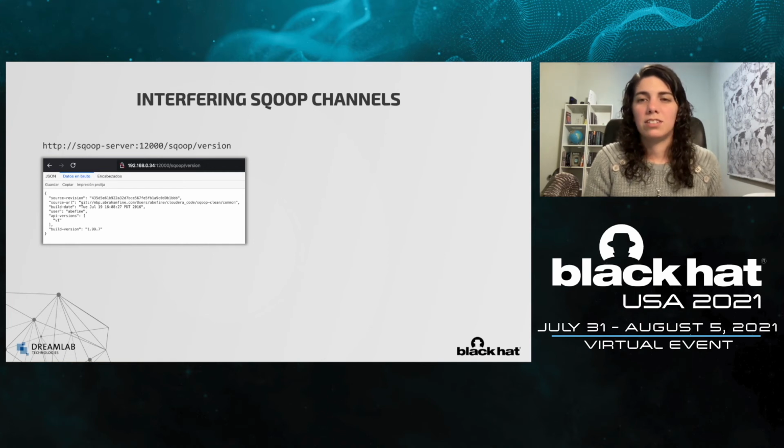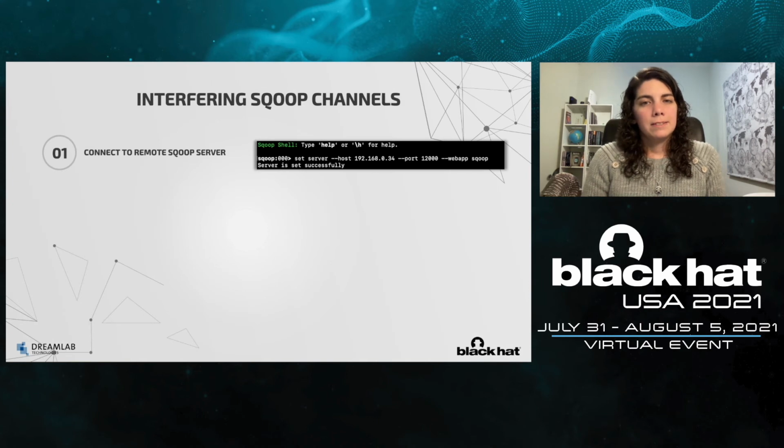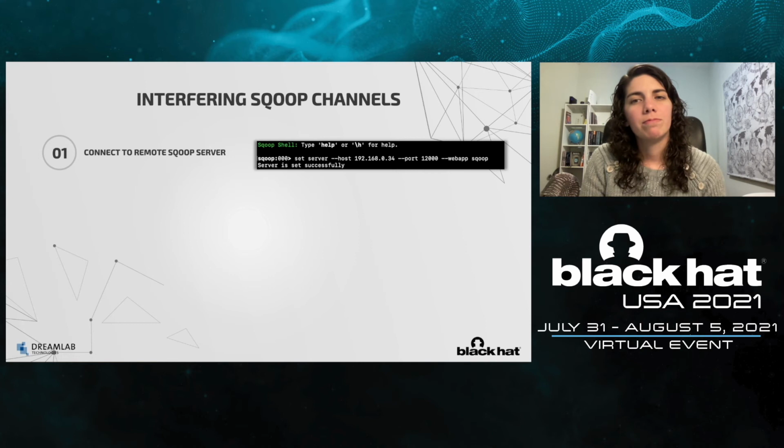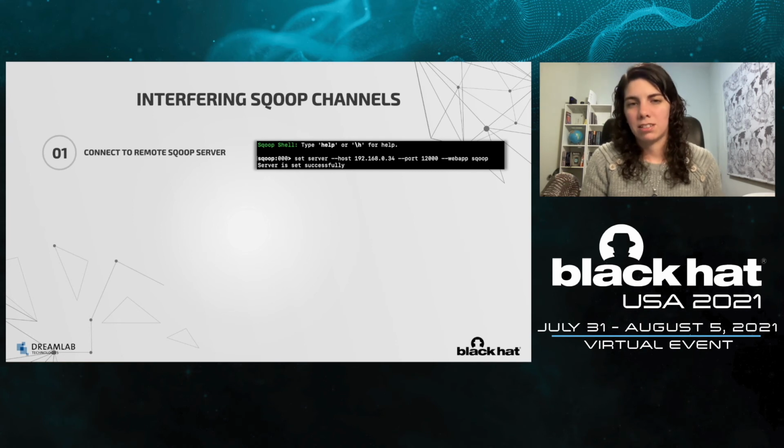And something important is to download the same client version as the server. For example, this server is 1.99.7, so then we should download the same version of the client from this website. So what can we do? Well, we could, for example, ingest malicious data from a database that belongs to the attacker into the Hadoop file system. It takes some steps.